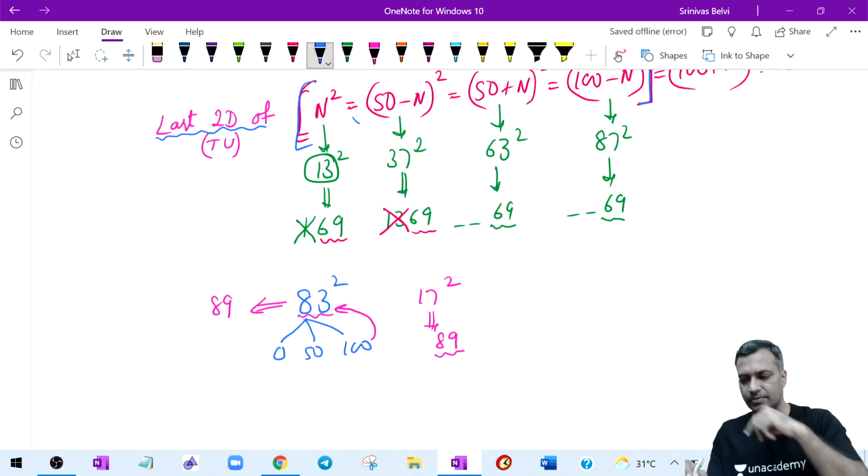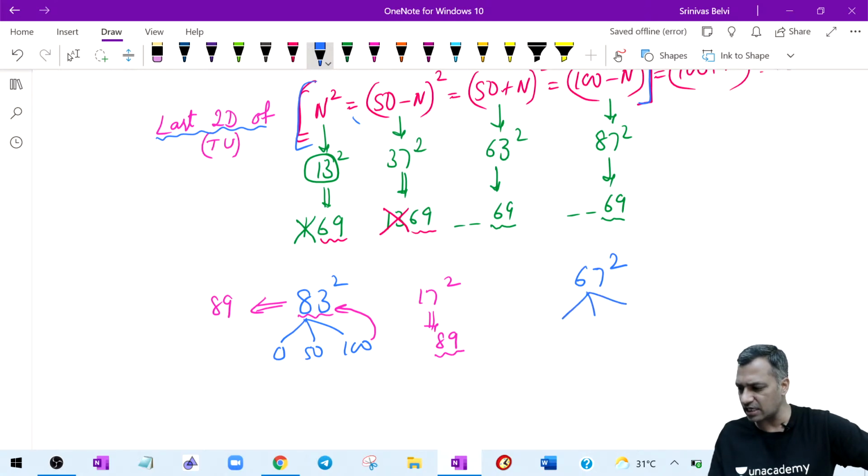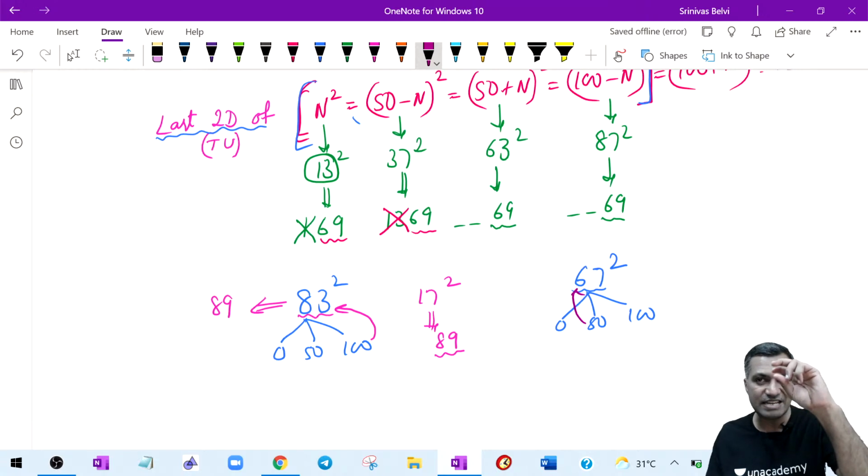Let me take another one. Say I want to understand what the last two digits of 67 square are. One quick question I ask in my mind is, is this 67 close to 0, close to 50, or close to 100? You say that, man, this appears close to 50. Close to 50. What is the deviation?